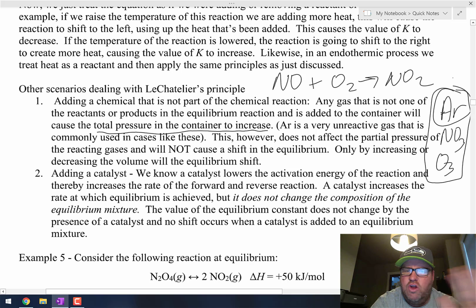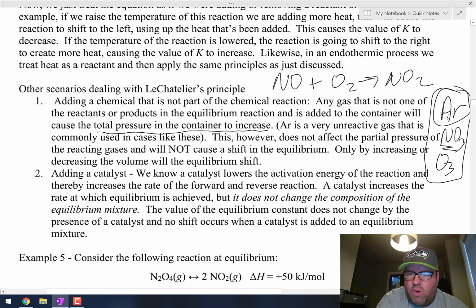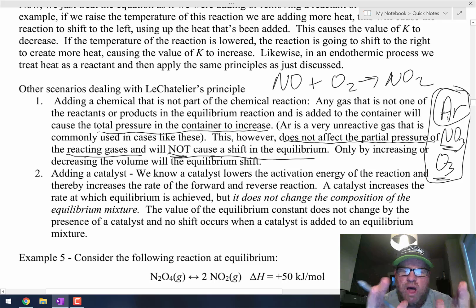Argon, any noble gas, helium, krypton, any of those noble gases are very commonly used in a situation like that. However, by adding another gas, yes, the total pressure in the container increased, but remember, the kinetic molecular theory says that we pretend like the gases don't take up any space. So by adding argon or NO3 or ozone, that does not affect the partial pressure of the other gases and will not cause a shift in the equilibrium. Okay, but I thought you said when the pressure went up, it shifted to the side with fewer gas particles.